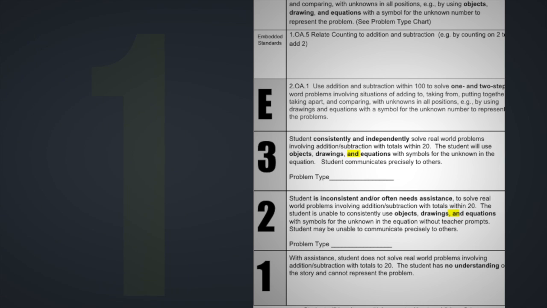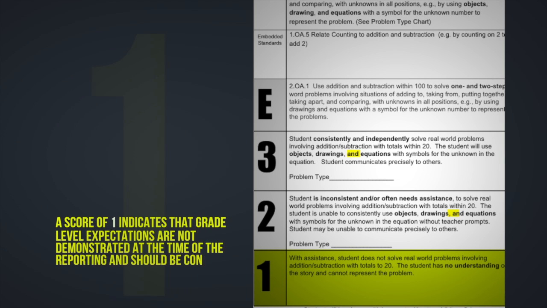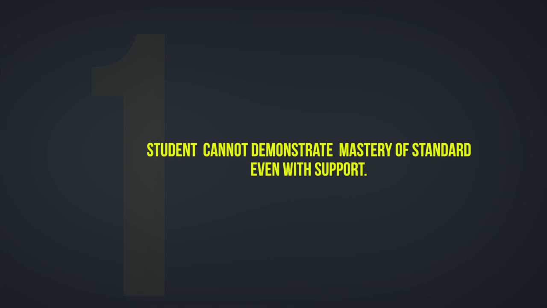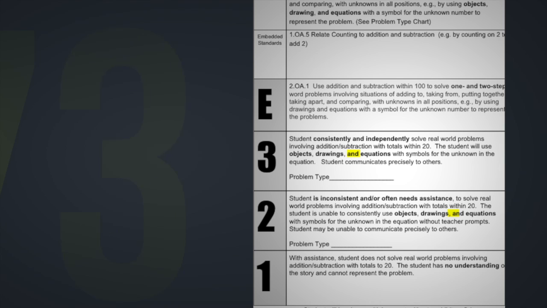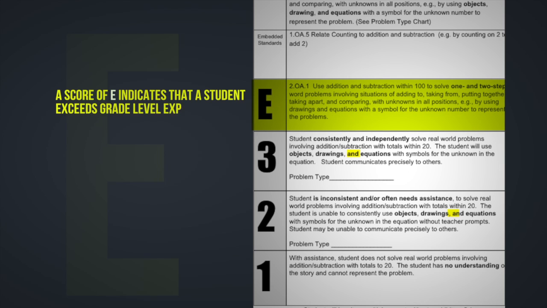A score of 1 indicates that grade-level expectations are not demonstrated at the time of the reporting and should be considered a concern. A parent should expect to see a 1 when a student cannot demonstrate mastery of a standard even with support. A score of E indicates that a student exceeds grade-level expectations.